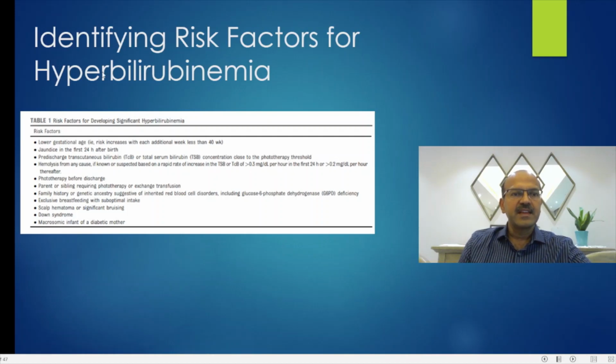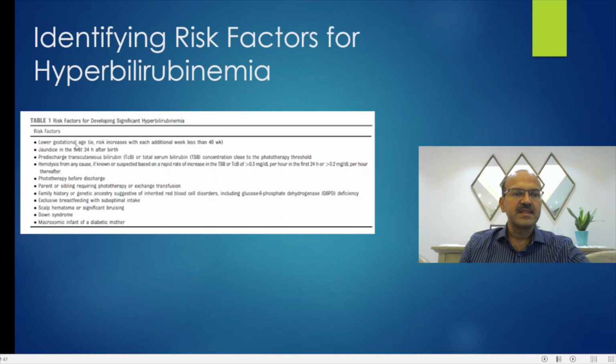The risk factors have been revised in this guideline, and it's not the same as the previous, though it includes the same factors most of the time. The lower gestational age, it's very important. Professor Maisel's study has shown that even being born at 37 and 38 weeks is a significant risk for jaundice. So every week that the baby is premature, the risk goes up significantly.